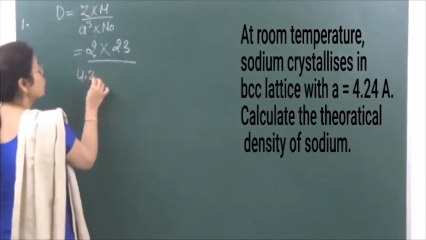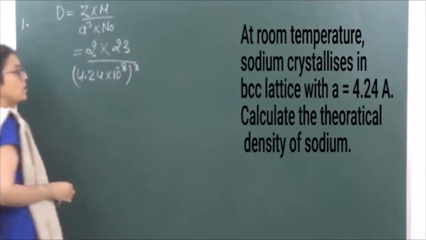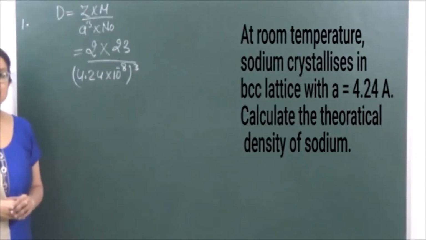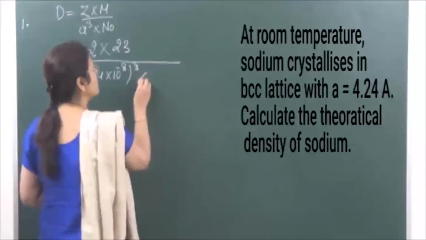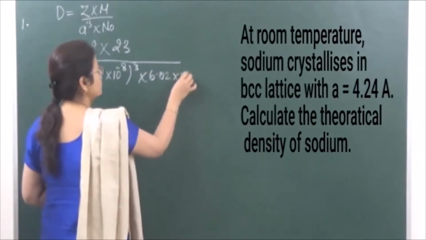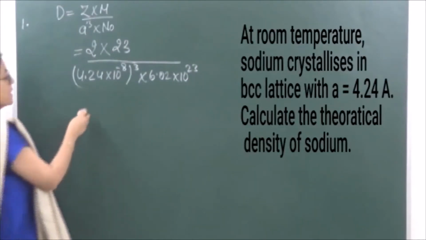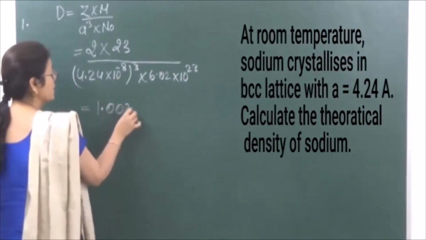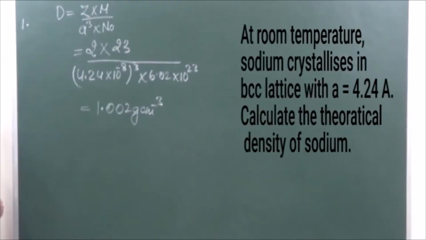So 4.24 into 10 raised to power minus 8 cube. 1 Angstrom is equal to 10 raised to power minus 10 meters. So 1 Angstrom will be equal to 10 raised to power minus 8 centimeters, into Avogadro's number (6.02 into 10 raised to power 23). Right? So when you calculate this, the density comes to 1.002 gram per centimeter cube.